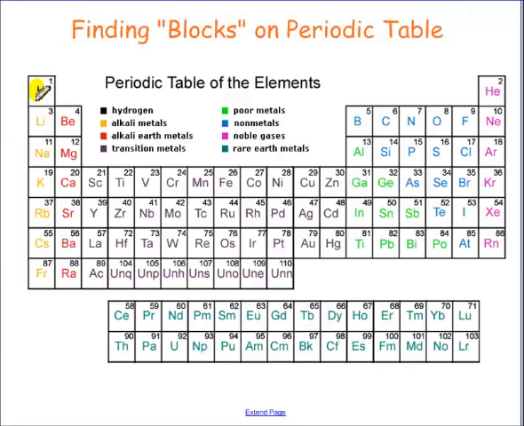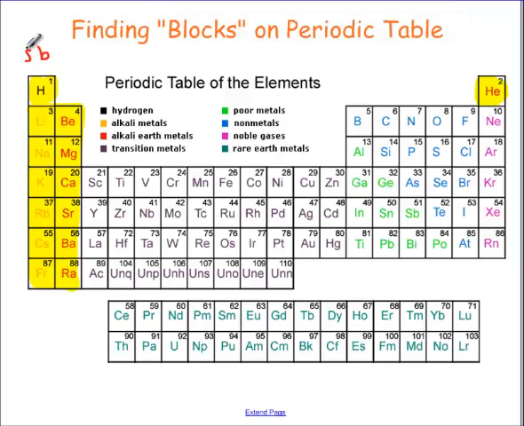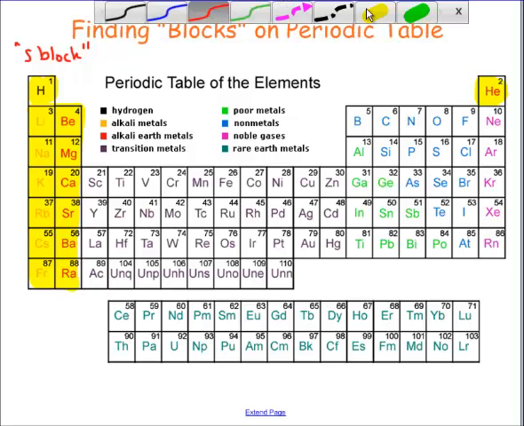I'm just going to highlight it in yellow, that the S block includes hydrogen and helium, and then lithium, beryllium, and then this entire first 2 groups of the periodic table. That's what we call the S block. So if we have an element in that section, like calcium, its electrons fill up in the S block.